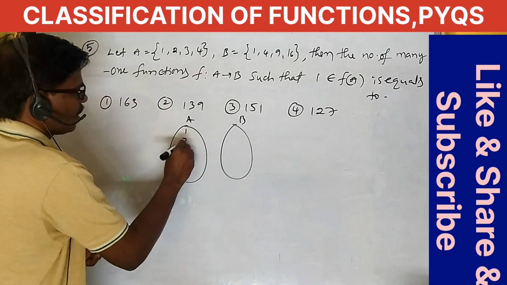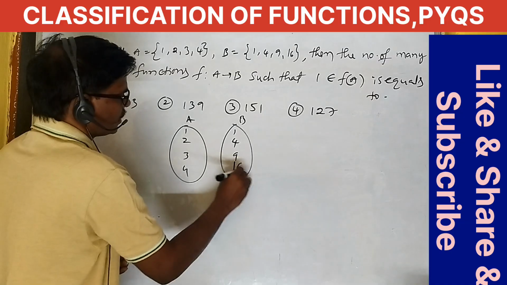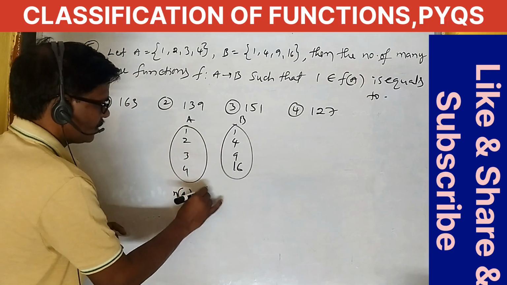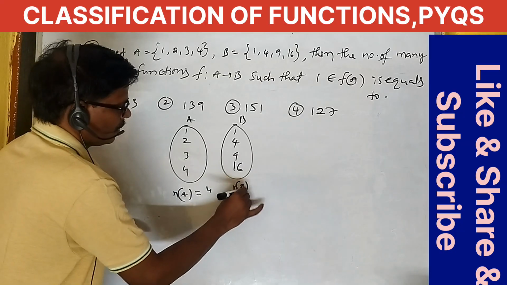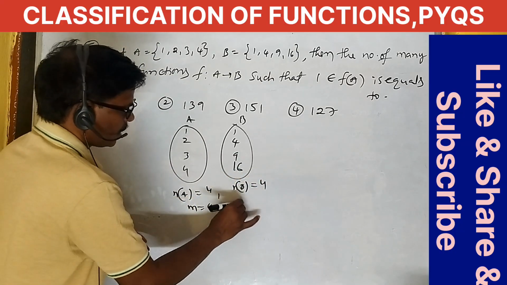Set A elements are 1, 2, 3, 4. Set B elements are 1, 4, 9, 16. What is the number of elements? The number of elements in A is 4, and the number of elements in B is also 4. So m is equal to 4 and n is equal to 4.